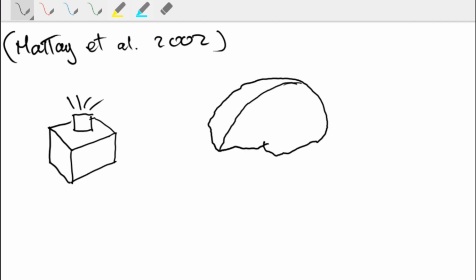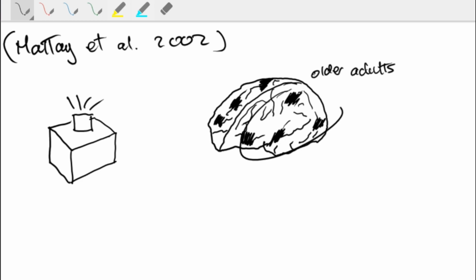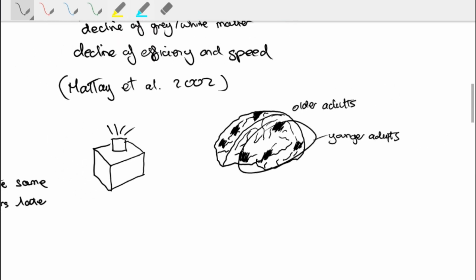So in terms of motor movement, each hemisphere controls the opposite side of the body. Older adults were actually using both hemispheres when completing the task, compared to younger adults who were using the one hemisphere associated with the side that was pressing the button. This also applies for various other tasks, such as cognitive tasks. So that's it for now.